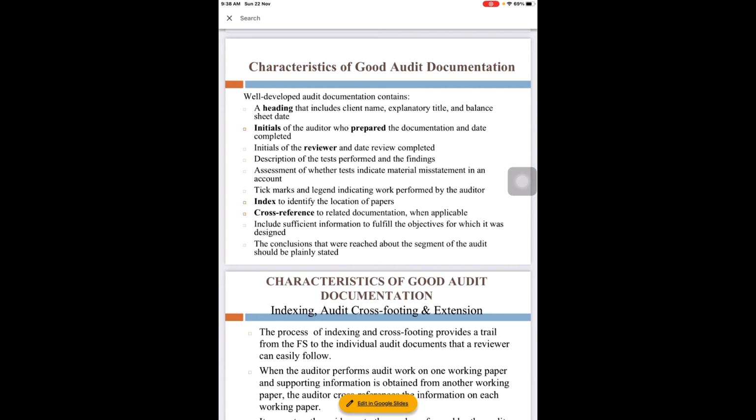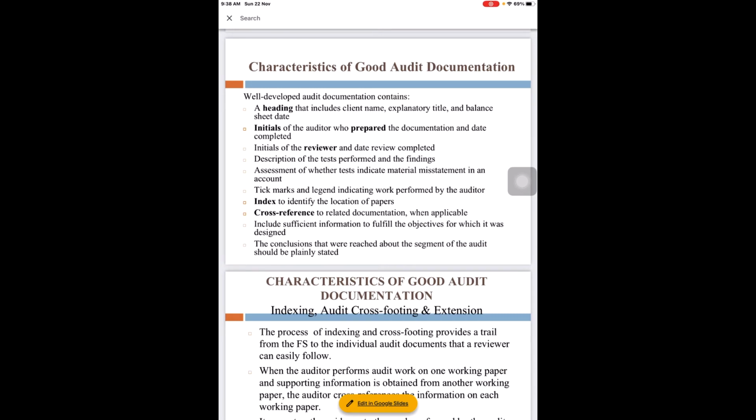For example, we have the assets, we have the liabilities, we have income, we have the expenses. So we have to index all of those. And then we also have the cross-reference. Cross-reference means the related document.